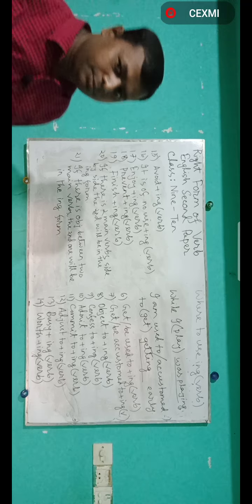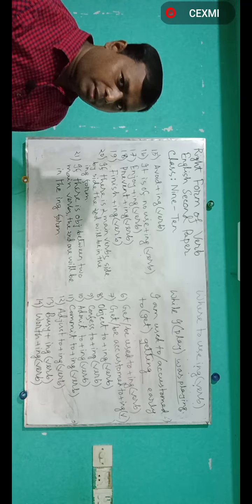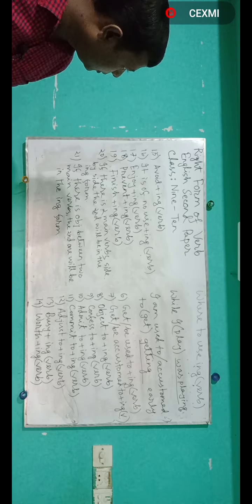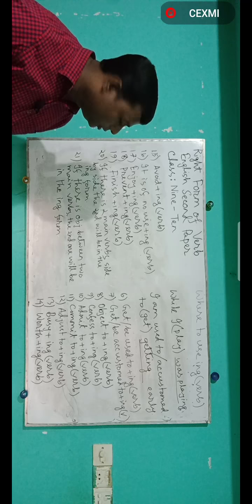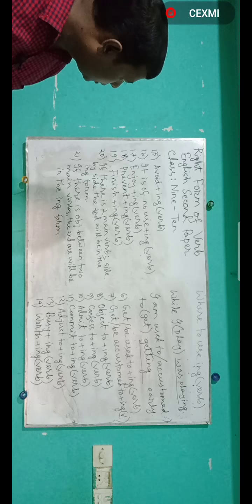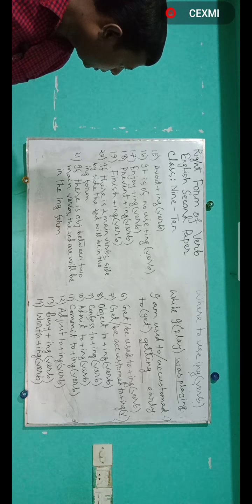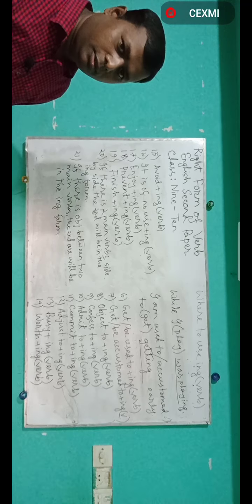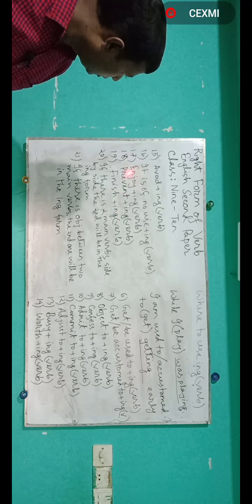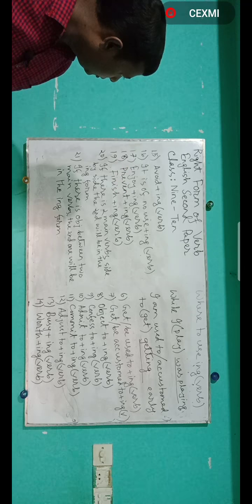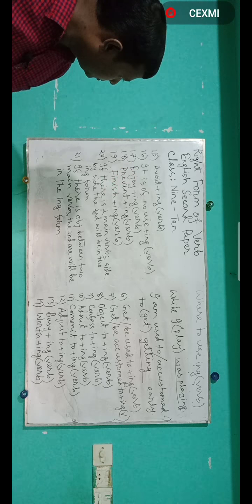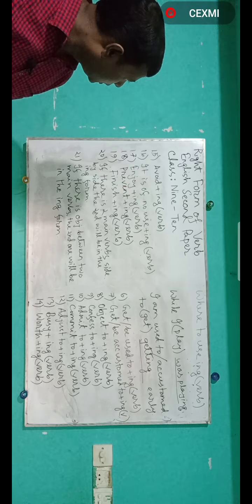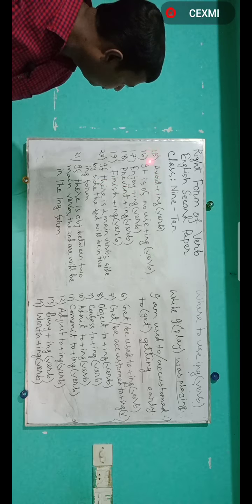Then come to the next one. After certain verbs, ing form of verb is used as their object. For example, after avoid, we use ing form of verb, or ing form of verb is used after avoid. There are some other verbs too. They are enjoy, prevent, finish, succeed, etc.